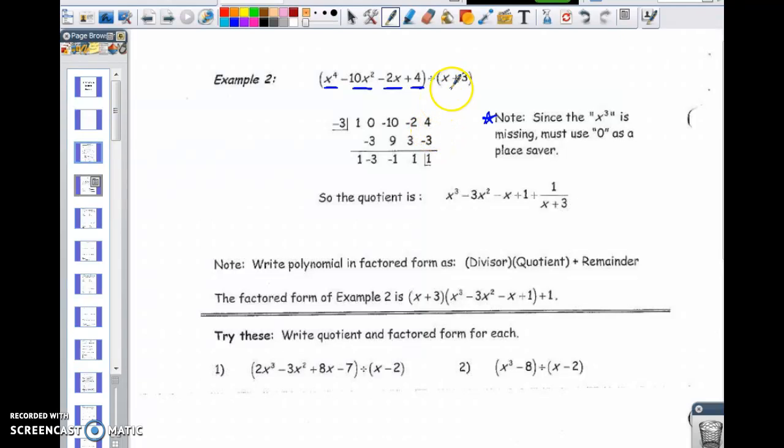My divisor is x plus 3. I take the opposite sign and make this minus 3. And then I bring down my 1 here. And so now I'm ready to start.